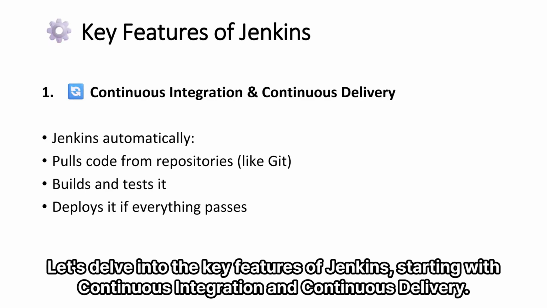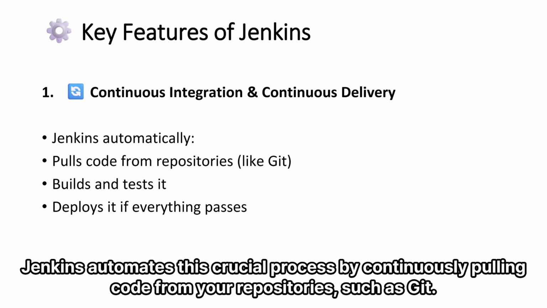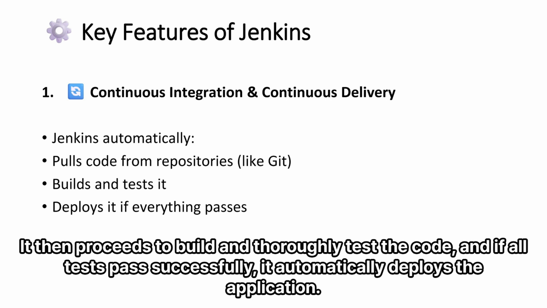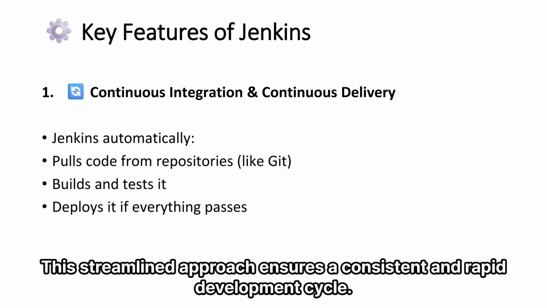Let's delve into the key features of Jenkins, starting with continuous integration and continuous delivery. Jenkins automates this crucial process by continuously pulling code from your repositories, such as Git. It then proceeds to build and thoroughly test the code, and if all tests pass successfully, it automatically deploys the application. This streamlined approach ensures a consistent and rapid development cycle.